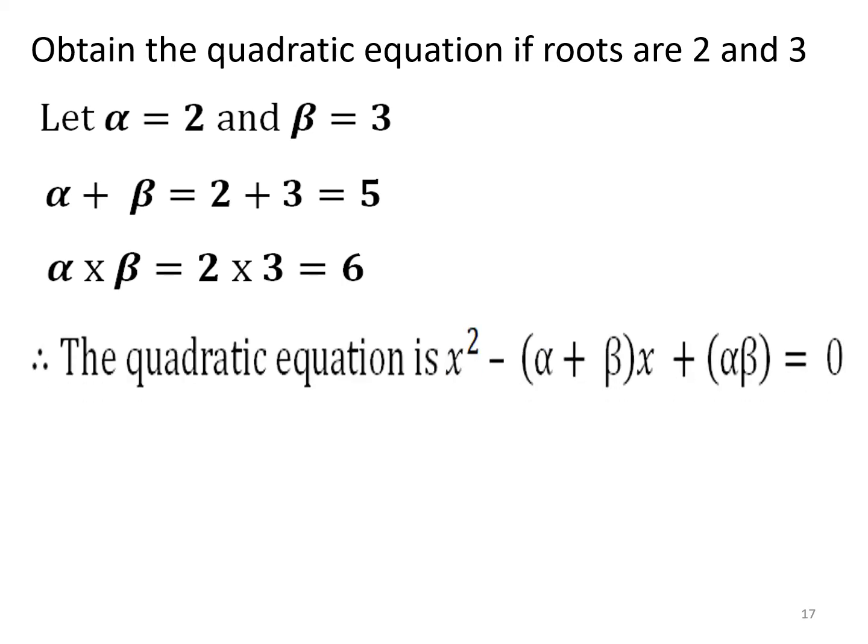Let's see the formula now. The quadratic equation is x square minus (alpha plus beta) into x plus alpha beta is equal to 0. x square will remain as it is, minus alpha plus beta. What is alpha plus beta? Alpha plus beta is nothing but 5. So we get x square minus 5x plus alpha beta, that is the product, is 6. So the equation is x square minus 5x plus 6 is equal to 0.